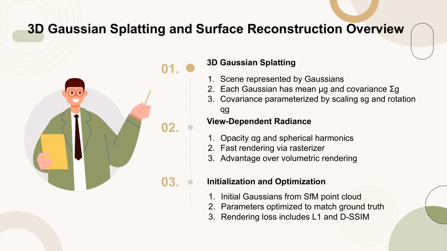The initialization of this method involves using a point cloud from an SfM algorithm like COLMAP to set the initial Gaussian parameters, which are then optimized to match the ground truth images using a rendering loss that combines pixel-wise L1 distance and a structural D-SSIM term.